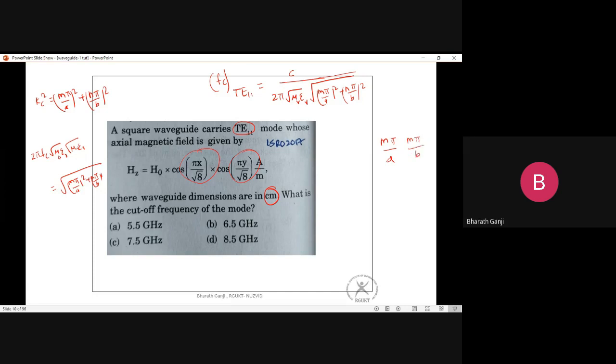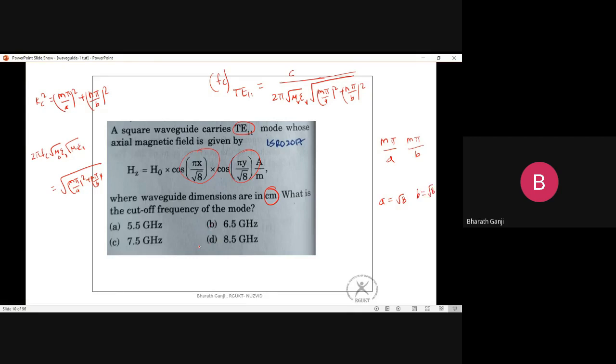Okay, so what is the value of a and b? From here I can see the value of a is root 8 and the value of b is also root 8, because it's a square waveguide.